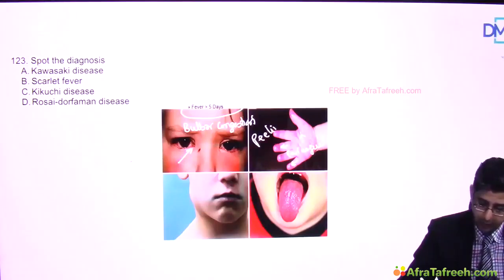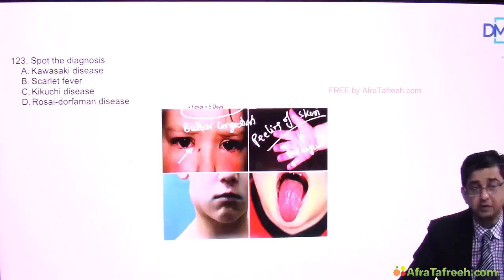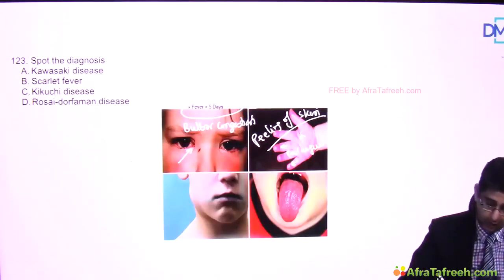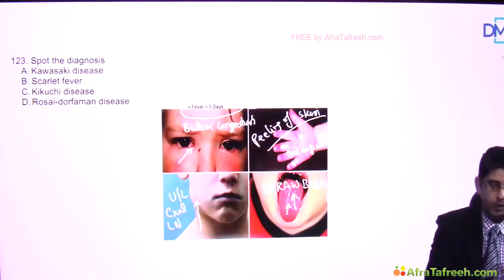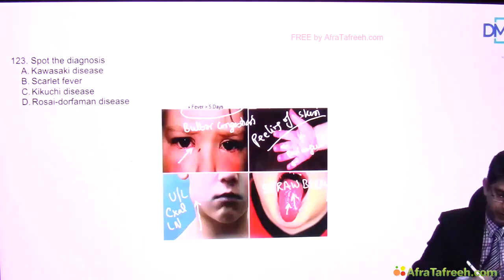Peeling of the skin is a feature that is always seen in patients who have Kawasaki disease. Then you can see cervical lymphadenopathy, unilateral cervical lymphadenopathy. Then you can notice strawberry tongue. So considering all the possibilities in the question, the correct diagnosis of this question is alpha.